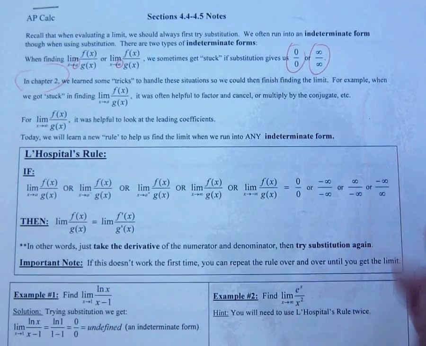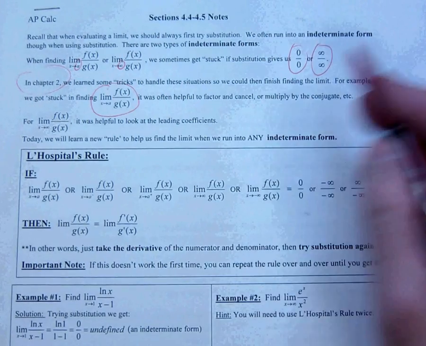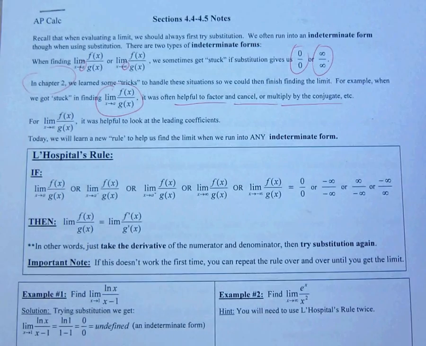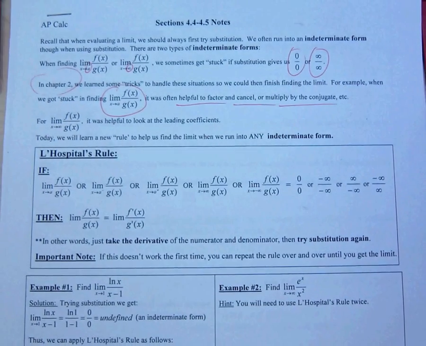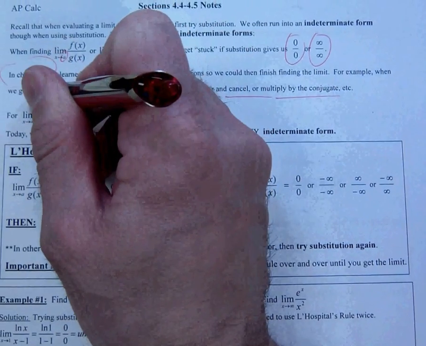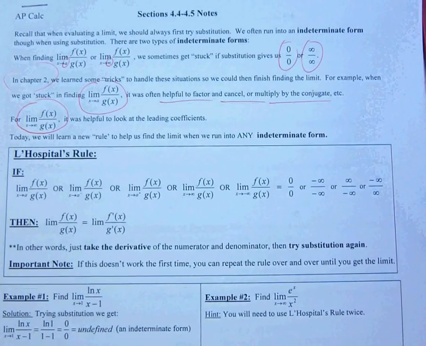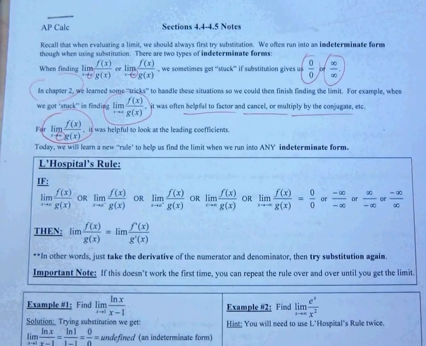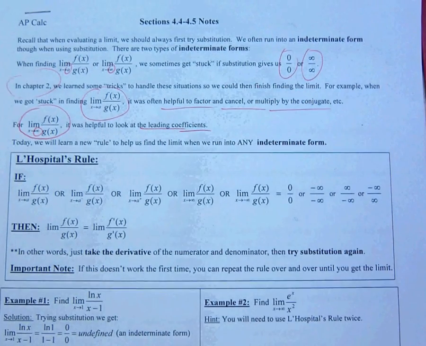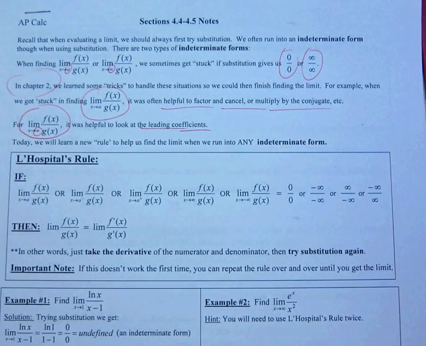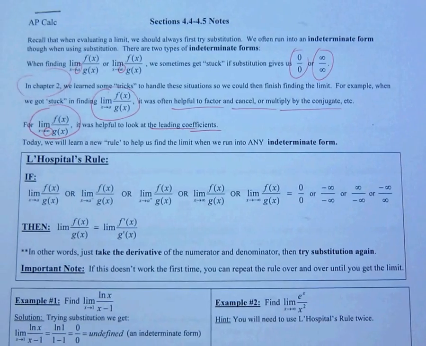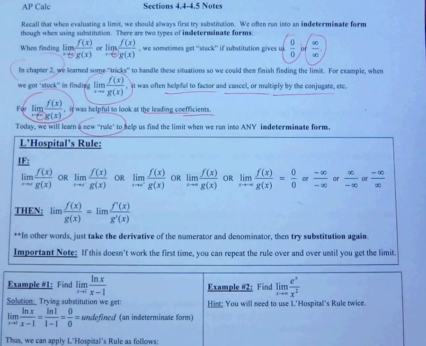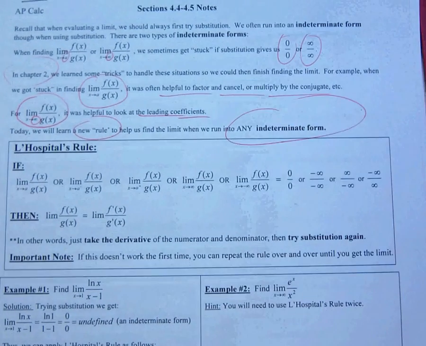Back in chapter 2, we learned some tricks to handle those situations to finish finding the limits. For example, when we got stuck on something like that, it was often helpful to factor and cancel, multiply by the conjugate and so on. Remember all those tricks? And then there were other tricks for limits that went to infinity. Do you remember looking at the coefficients and the degrees and all that for those situations? Well, today we're going to learn a new rule to help us find the limit when we run into any of the following indeterminate forms.